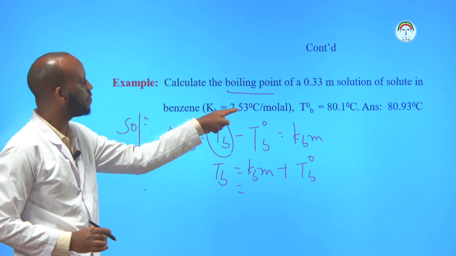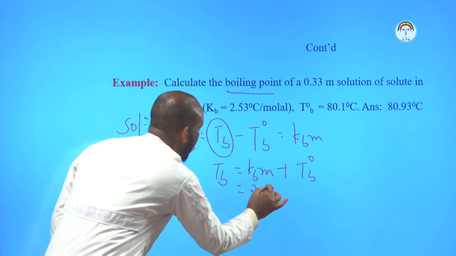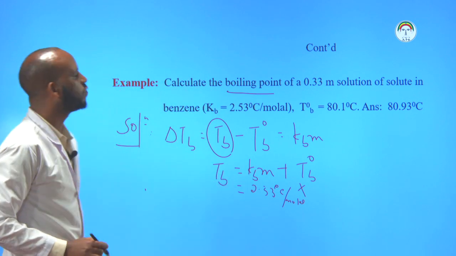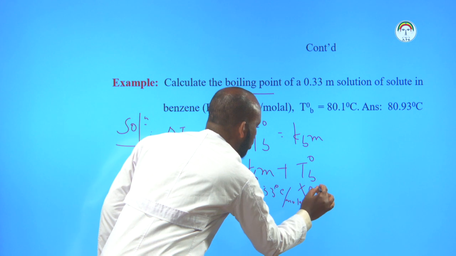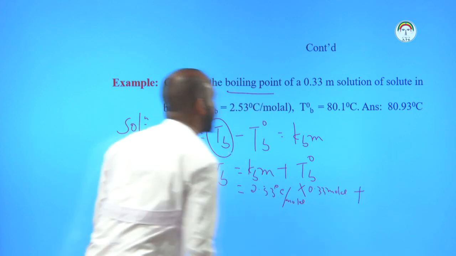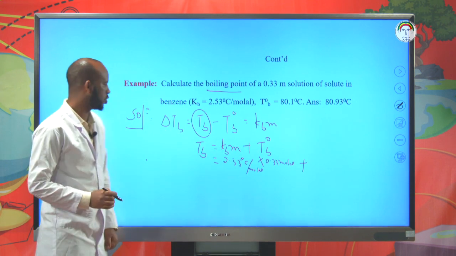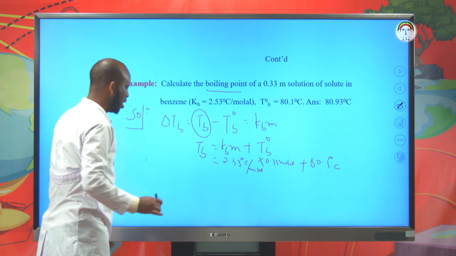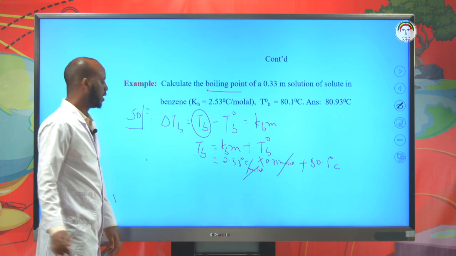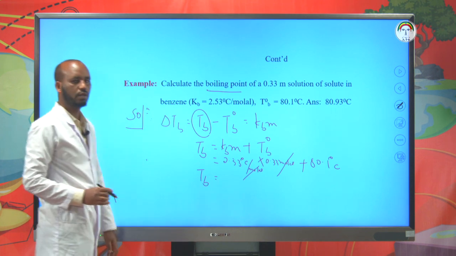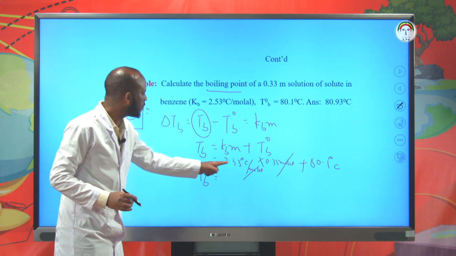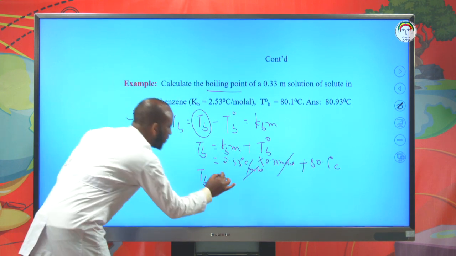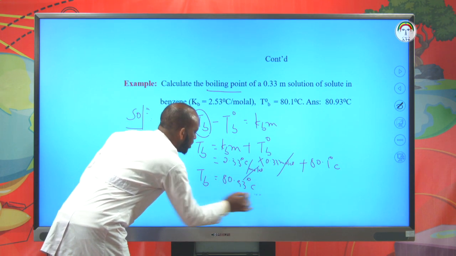KB, the boiling point elevation constant of benzene, is 2.53 degrees centigrade per molar, times the molality of the solution, 0.33 molar, plus the boiling point of the pure solvent, which is 18.1 degrees centigrade. Molar will be cancelled by molar. Therefore, the boiling point of the solution equals 2.53 degrees centigrade times 0.33 plus 18.1 degrees centigrade, which is 18.93 degrees centigrade.